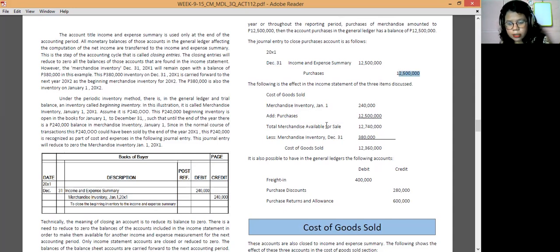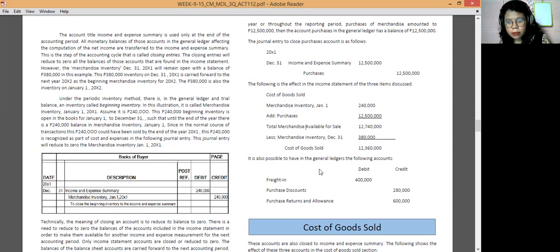Then total merchandise available for sale is 12,740,000. So pinag-add po natin yan, obviously kasi add. Then, less natin yung merchandise inventory ng December 31, which is 380,000. Then, cost of goods sold is 12,360,000. Okay?